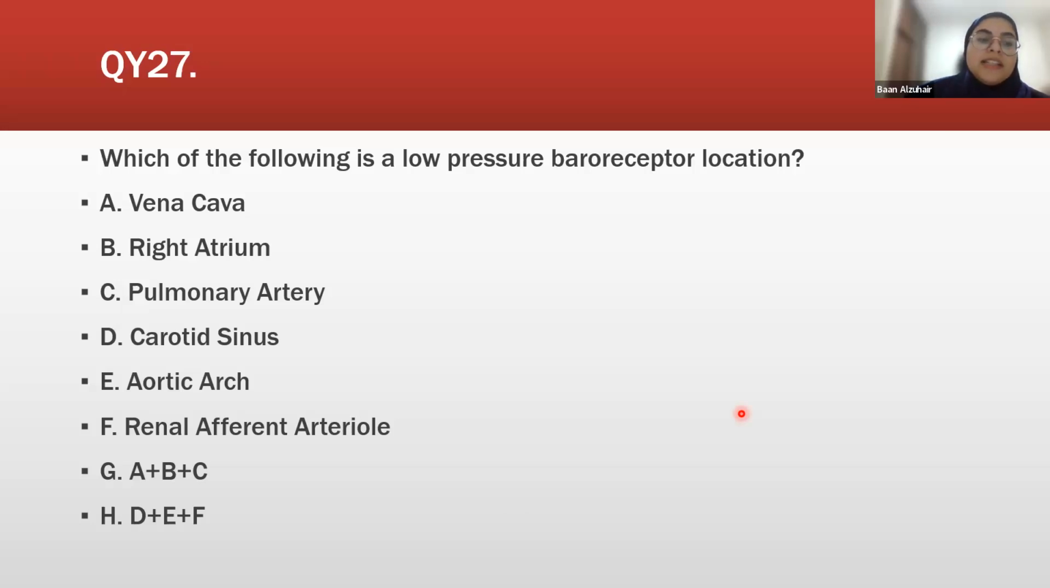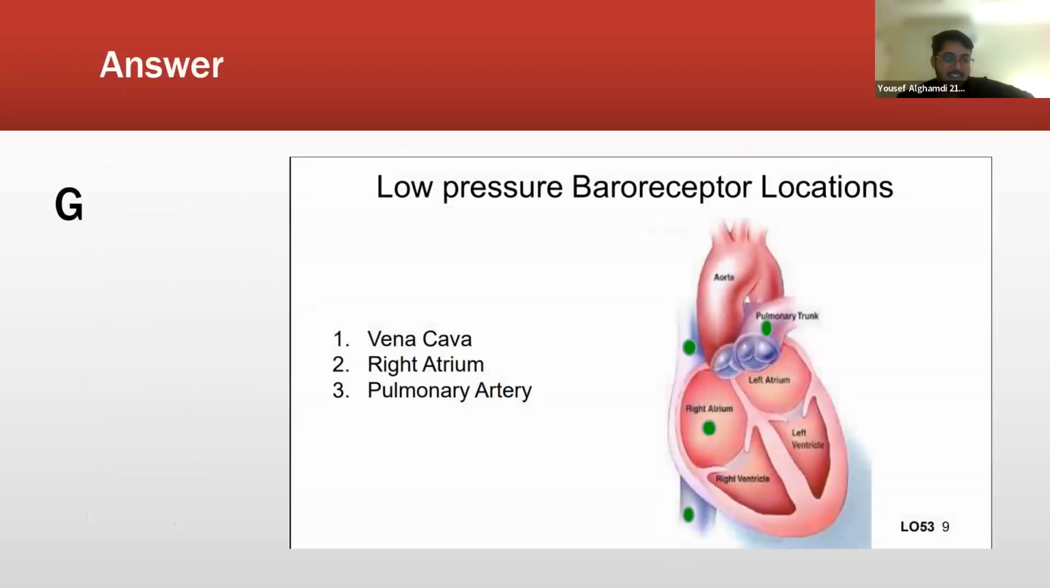So the peptide that is released by the right atrium when there is a change in BP is ANP, atrial natriuretic peptide. So it stimulates natriuresis. And the one from the ventricles is called BNP, brain natriuretic peptide. If you didn't take this, just forget about it, don't worry about it. So yeah, G is the right answer.